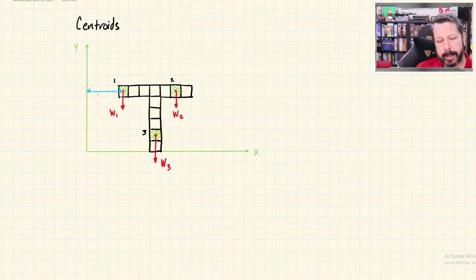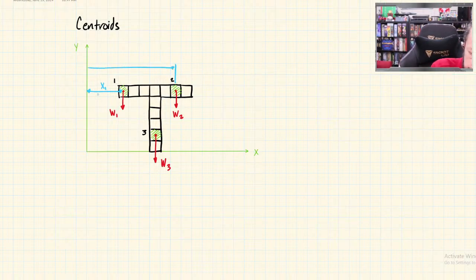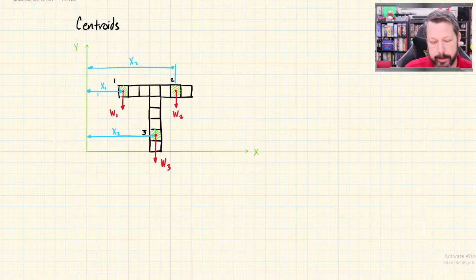I would say that that is the distance from element 1 in the x direction, so I might call that x1. So it's like the x coordinate of that little green box 1. Here I've got 1 also. Might call that one x2, and this one I would call x3.